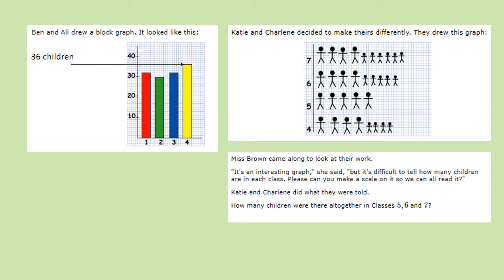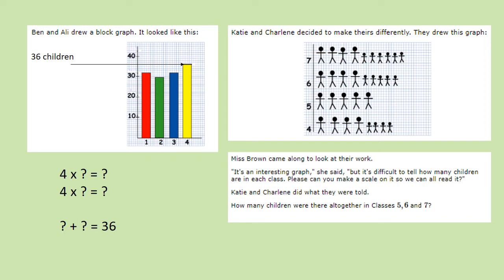My tip to get going for this problem is that you might notice that class 4 is on both of the graphs. On the first block graph, you can actually read how many children are in class 4 by looking at the y-axis on the left. It's not so clear on the screen, but it's 36 children. That means on the second graph you know that class 4, which is represented by 4 large stick people and 4 smaller stick people, must be 36 children in total.